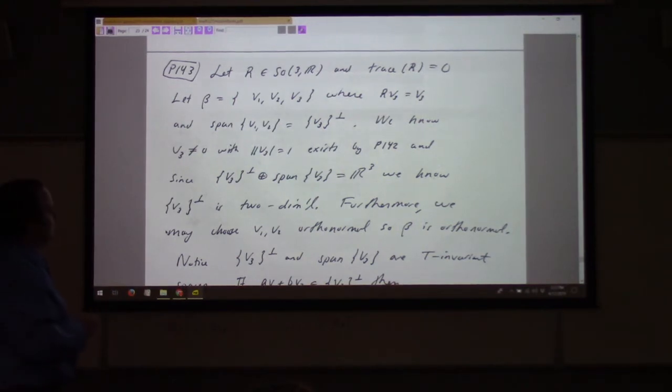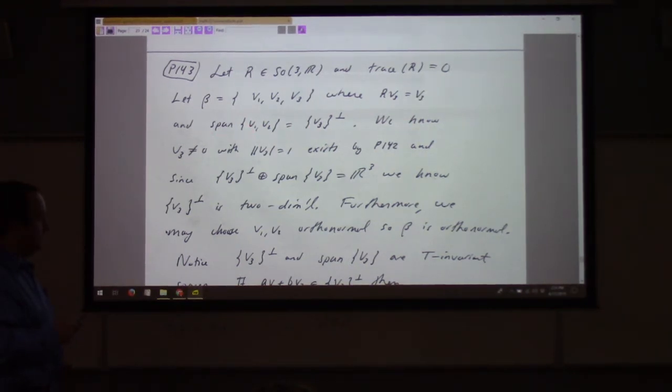So if I have an SO(3) matrix and it's traceless, right, then I can pick a basis where v3 is that eigenvector with eigenvalue 1 that we talked about in the previous problem, right? And so R v3 is v3, and yet I know that neither v1 nor v2 is an eigenvector with eigenvalue 1. I mean, these are something else. In fact, I know that the perp of v3 is the span of v1 and v2.